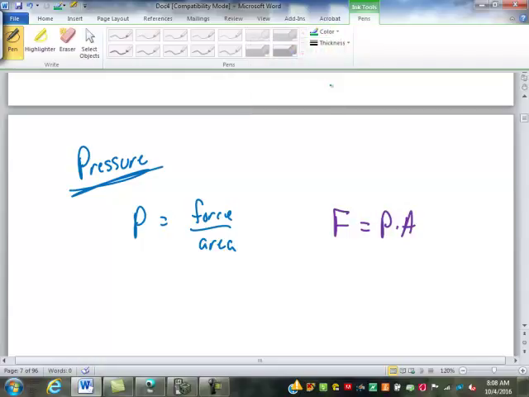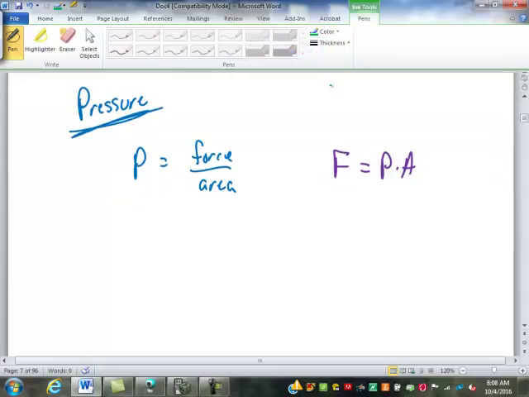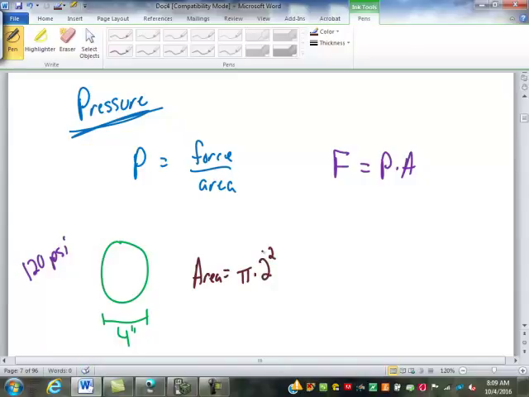So what do I mean by that? Well, let's say you have a hydraulic cylinder. That hydraulic cylinder has a 4-inch diameter. And you have a hydraulic pump capable of producing 120 psi. How much force can that cylinder push with? Well, the area is going to be pi times what? 2 squared, right? Half of the 4 diameter gives me a radius of 2.